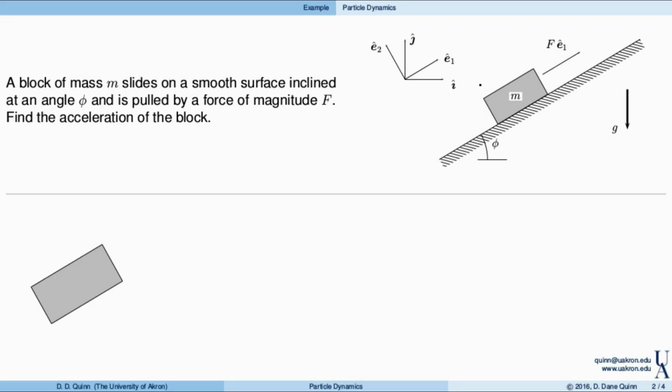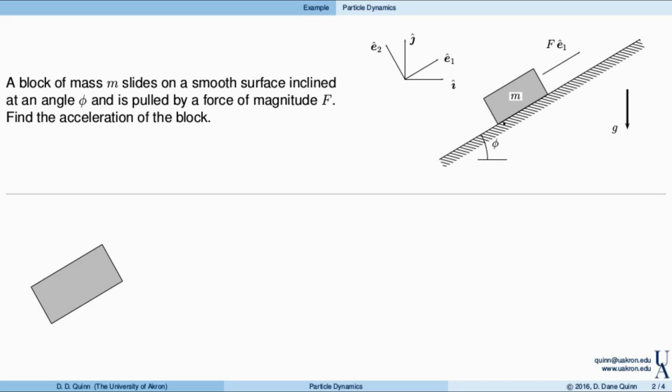Here we have a block of mass m that slides on a smooth surface that is inclined at an angle phi with respect to the horizontal, and the block is pulled by a force of magnitude F up the plane. So here up the plane is defined in the E1 direction. I'd like to find the acceleration of the block.